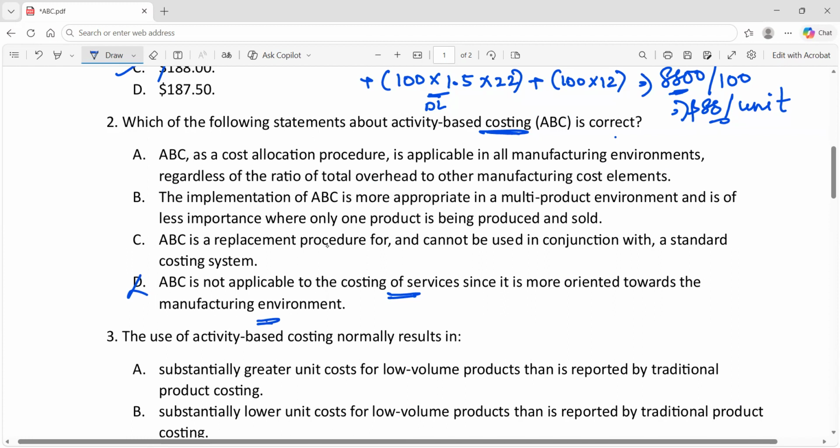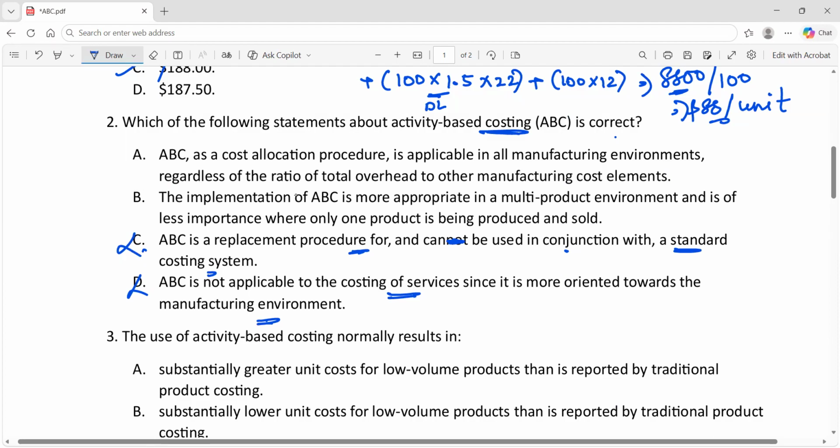Option C says ABC is a replacement procedure for and cannot be used in conjunction with a standard costing system. So ABC is a replacement procedure for standard costing system. No, ABC is not a replacement procedure for standard costing system. In fact, it can be used in conjunction with standard costing system. So option C is also not the right answer. In fact, activity-based costing and standard costing can be employed together. So option C is not the right answer.